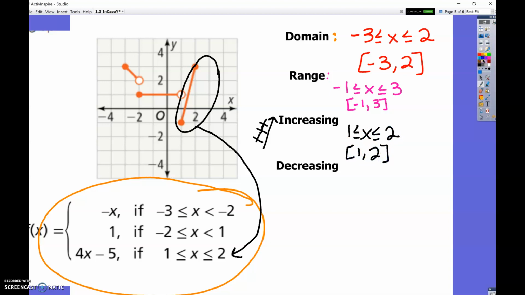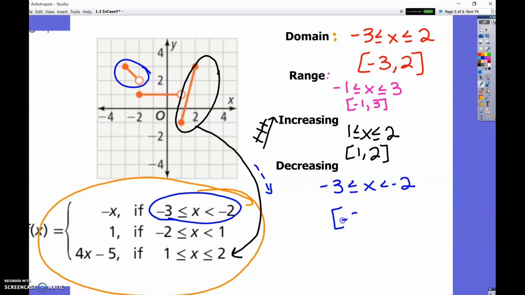Decreasing, on the other hand, is when the function is sloping negatively. So a negative slope would be going down that way. That's in our first chunk. Again, we're just going to use that first chunk of the piecewise. We would say from -3, including -3, all the way up to -2, or in our interval notation, we would just make sure to use that parenthesis at the end of the 2.